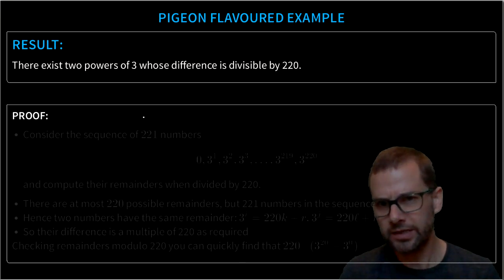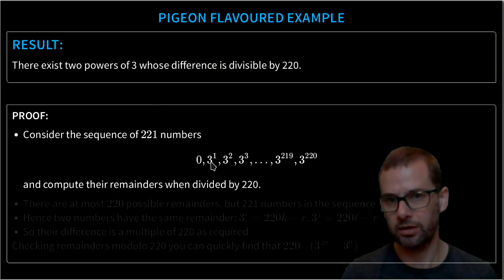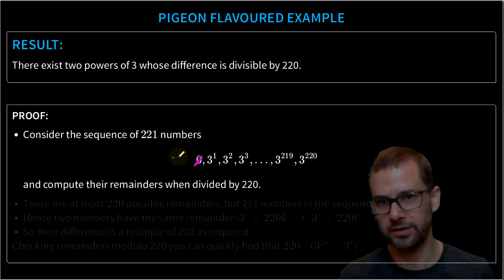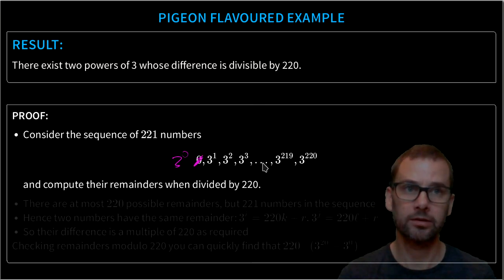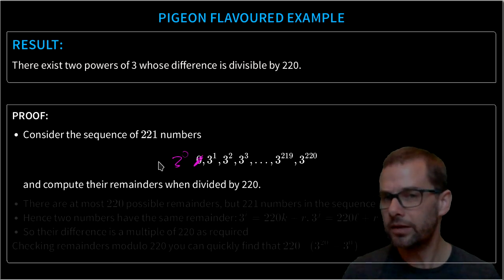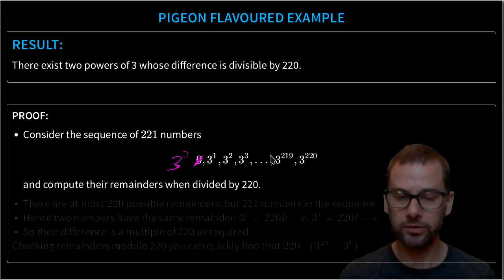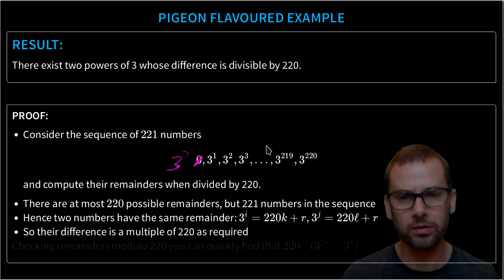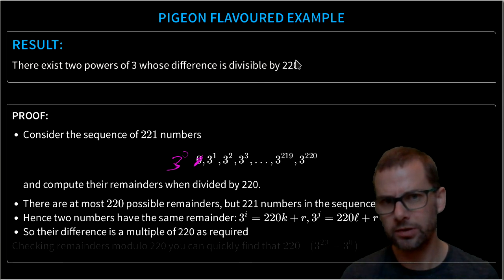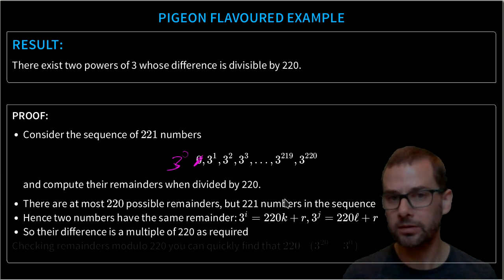Okay? So if we consider just the first few numbers in this sequence, so we just have 3 to the 0, 3 to the 1, 3 to the 2, 3 to the 3, and so forth, up to 3 to the 220. So we've got 221 numbers here. And then think about their remainders when we divide them by 220. Well, we've got 221 things, so we get 221 remainders when we compute all of them, but when I divide by 220, there are only 220 boxes. So we've got 220 possible remainders, but 221 numbers.